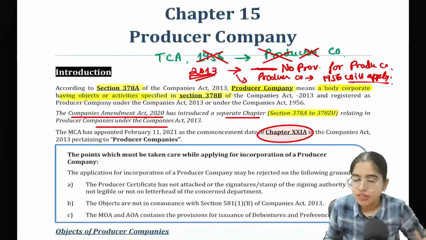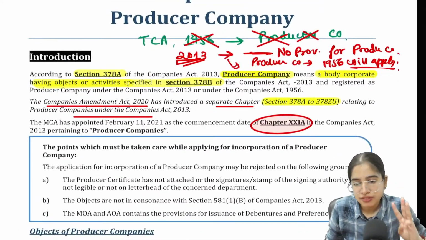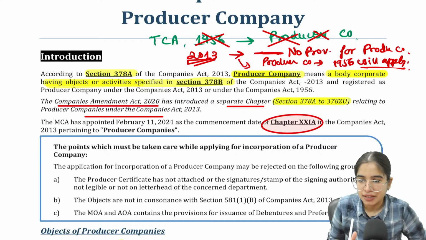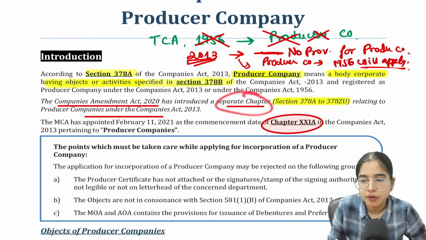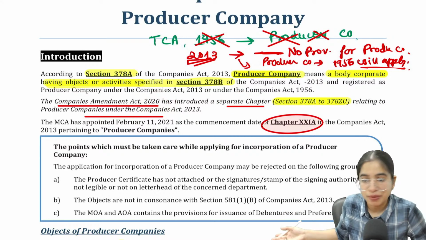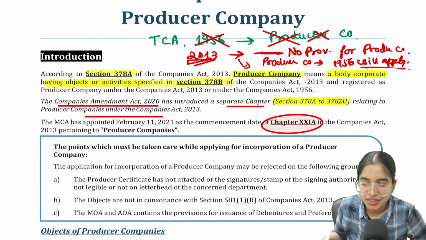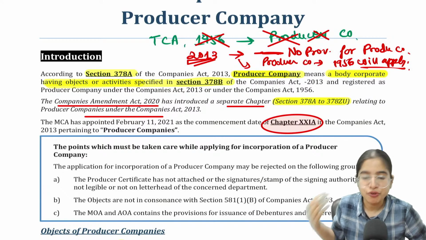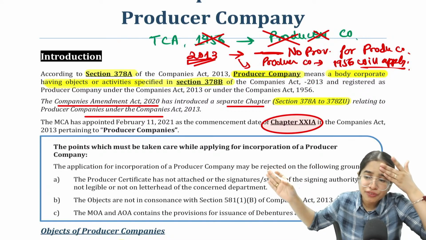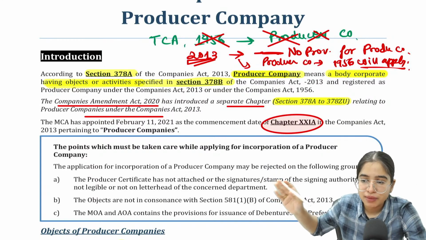Basically, we don't have to study everything. We have to study only two sections, 378B and C mostly. So there is a proper chapter with respect to producer company which was introduced recently in 2020. Prior to that, there was no chapter for producer company in the 2013 Act. So before 2020, we used to follow the 1956 Act for producer company, right?